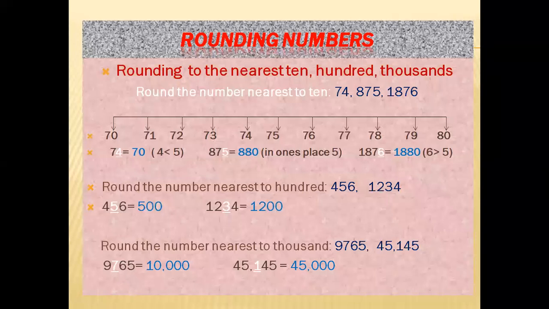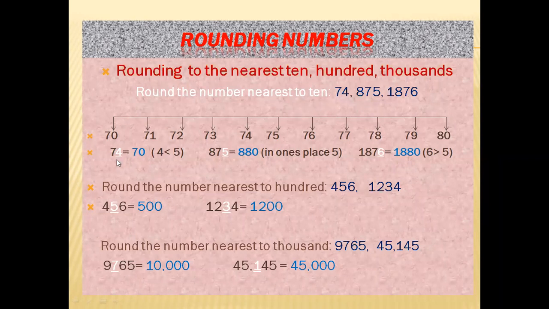How can we round a number to the nearest 10, 100, thousands? Okay, rounding to the nearest 10, 100, thousands. First, round the number to the nearest 10. See, the first one is 74, then 875, and 1876. How can we round these numbers to the nearest 10?